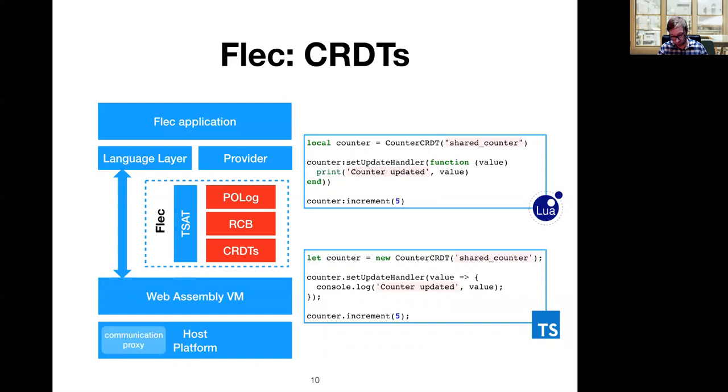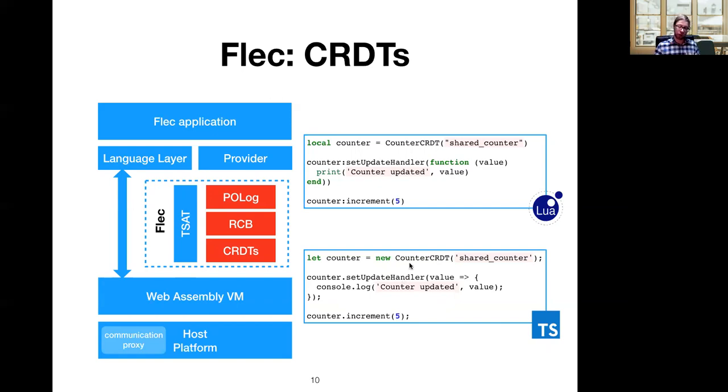On the right side, we see some other code here, and basically I have twice the same code, but one in Lua and one in TypeScript. And basically, what we're doing here is we're creating a counter CRDT.